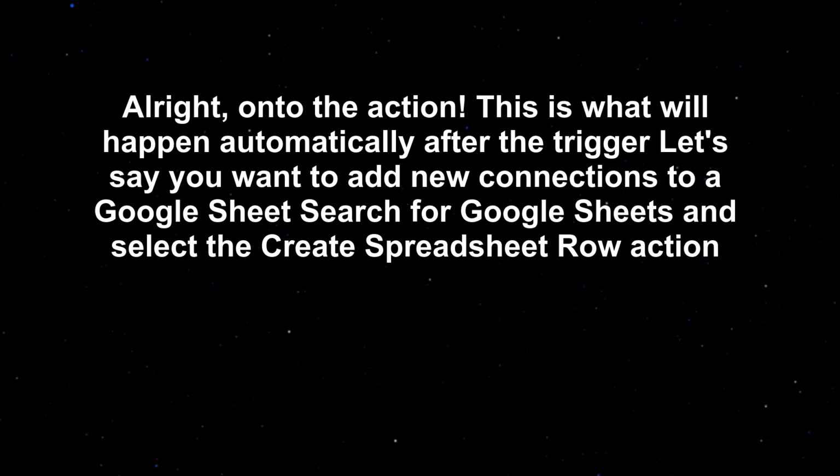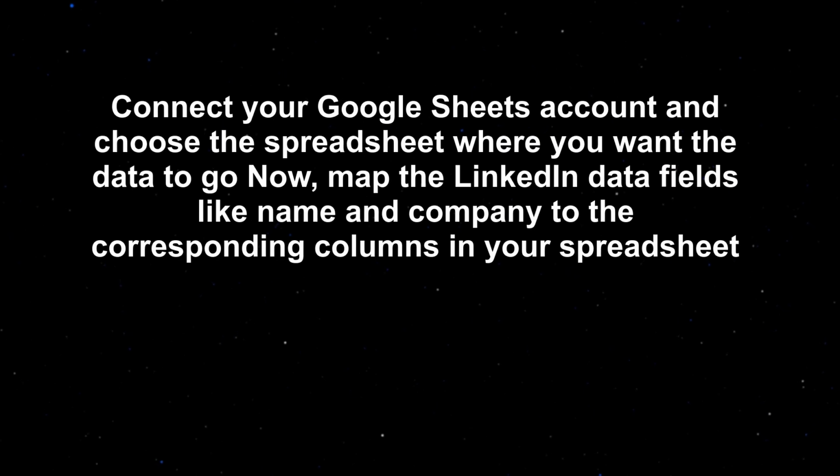Alright, on to the action. This is what will happen automatically after the trigger. Let's say you want to add new connections to a Google Sheet. Search for Google Sheets and select the Create Spreadsheet row action. Connect your Google Sheets account and choose the spreadsheet where you want the data to go. Now, map the LinkedIn data fields, like name and company, to the corresponding columns in your spreadsheet.